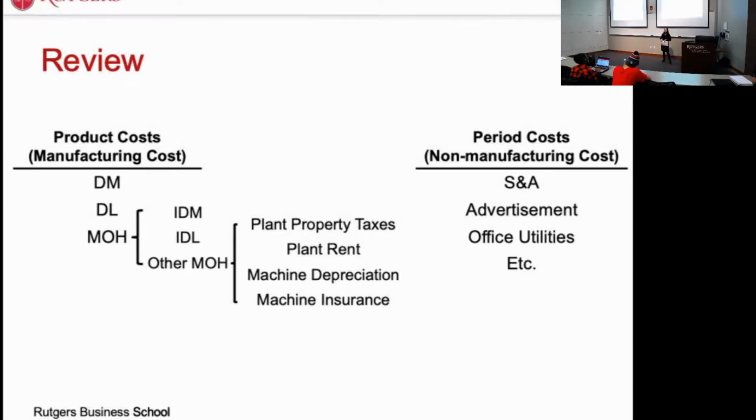Review chapter 17. But before that, I'm going to do a brief review of the contents of chapter 16. In chapter 16, one of the most important concepts is the classification of cost, right? We mentioned the product cost and the period cost, right? So who can tell us what is a product cost?